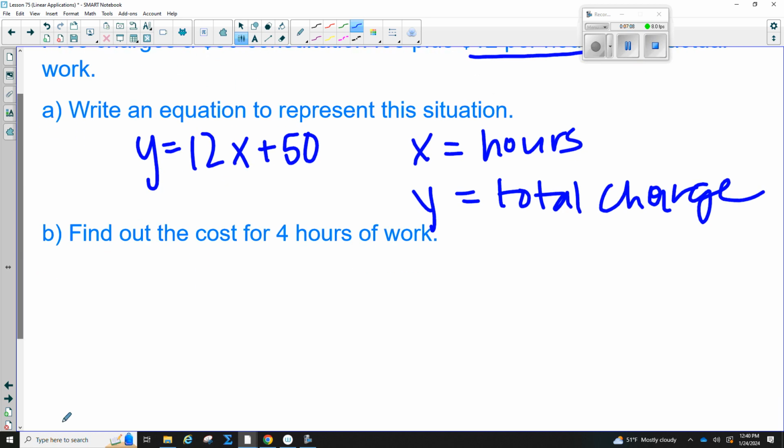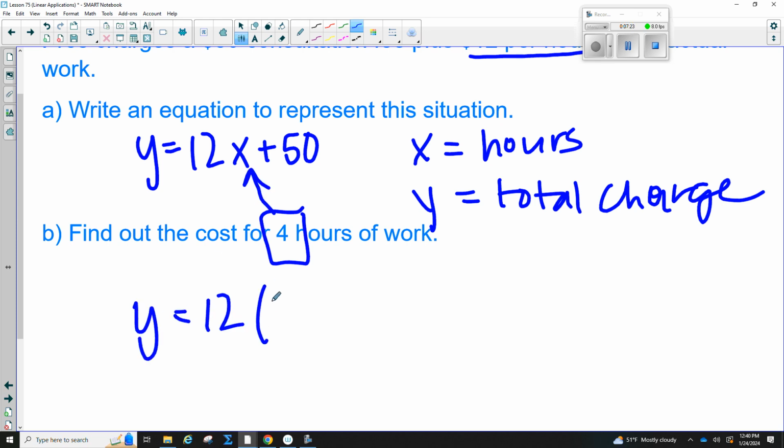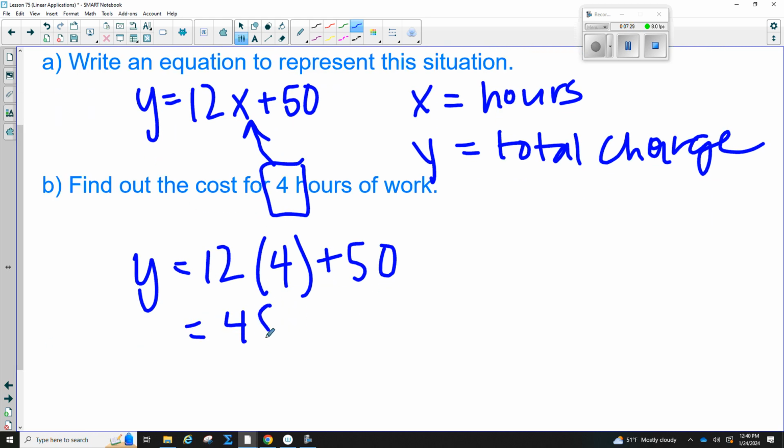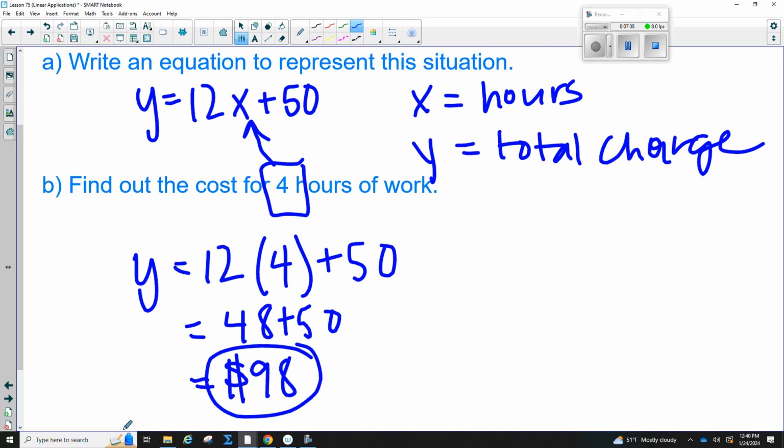Now they're going to add in an actual plug-in thing. Find the cost for 4 hours of work. Where do I plug the 4 in? X, that is the hours. So I have to do $12 per hour, and we're going to do 4 hours of work that they did in your yard. So that would be 48 plus 50. So the total amount you owed was $98 to your landscaper.